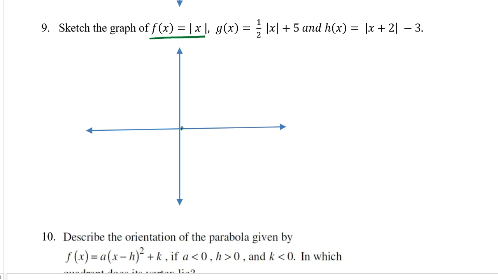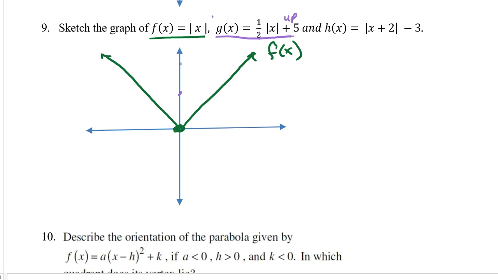All right, let's remember what the absolute value graph looks like. The absolute value of negative numbers become positive. So we get an absolute value graph. Looks like a piecewise function, pieces of 2 different lines. And then we do some transformations. So in function g, we're going to multiply by 1/2. So it's going to get wider, going to grow slowly. And we're moving it up 5 units.